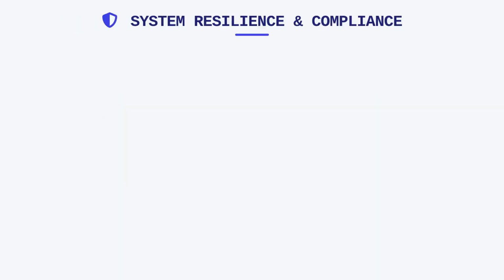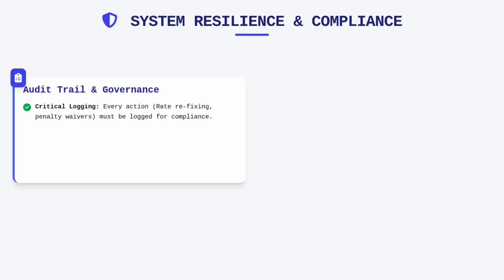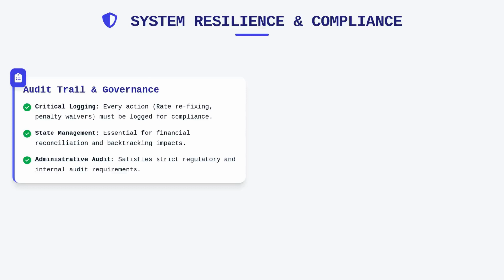Finally, let's discuss the critical nature of error handling and audit trailing within this specific module. Every action performed on a loan, from interest rate refixing to penalty waiver, must be logged effectively to satisfy administrative and compliance audits. The audit trail is not merely a record of actions, it is a fundamental part of the system's state management, allowing for reconciliation and backtracking of financial impacts.